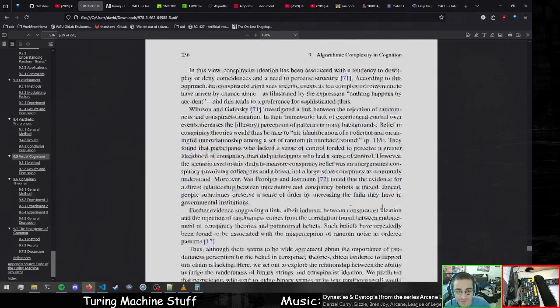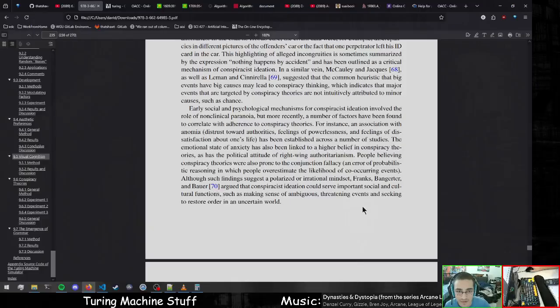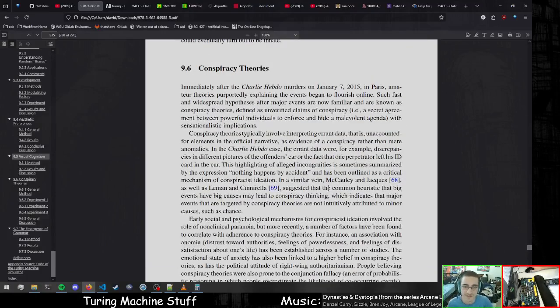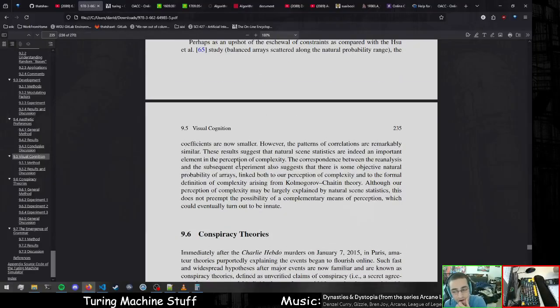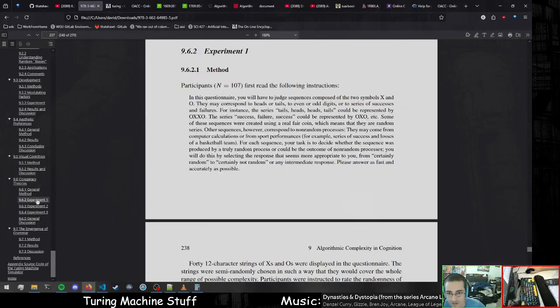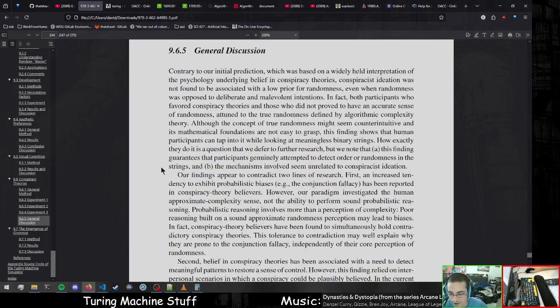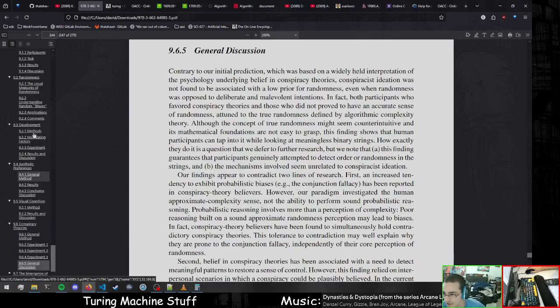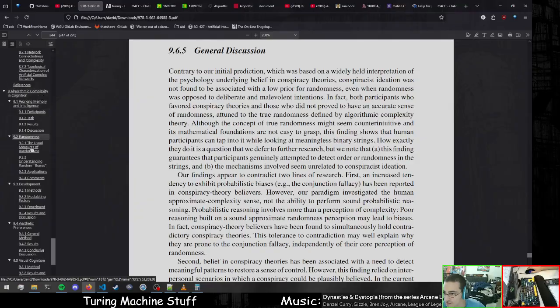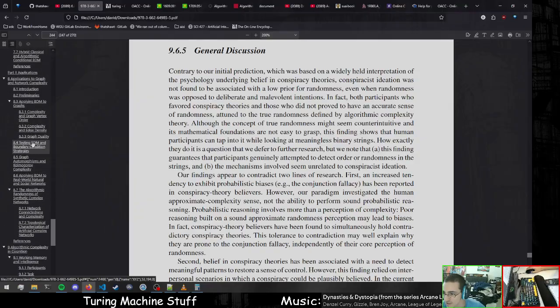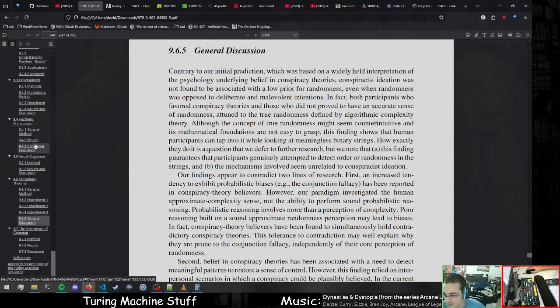I didn't know talks of randomness would do something like this. This seems so random. Oh my god, they did experiments on it? No way. Yo, this is all cool. This is actually really cool. So it's all about cognition. That's pretty cool.